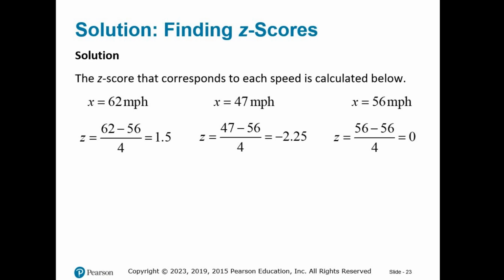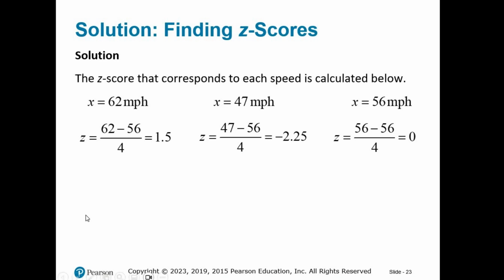Then we do the next one. For the car traveling 47 miles per hour, we subtract 47 minus 56 divided by 4. This time we get a negative, which is fine. Turns out to be negative 2.25. Now the last, 56 miles per hour, we subtract 56 minus the mean of 56 divided by 4, and we get 0. Interesting. So what does all of this mean?